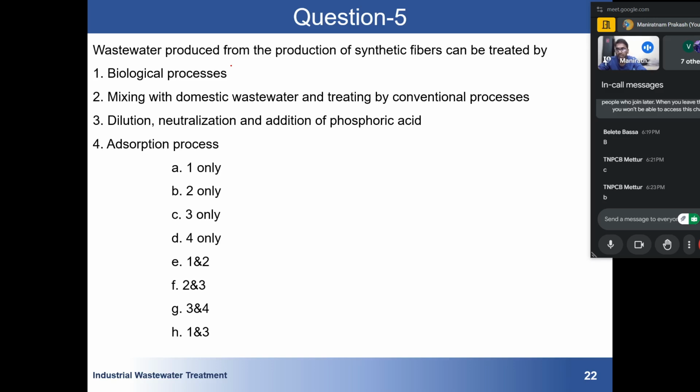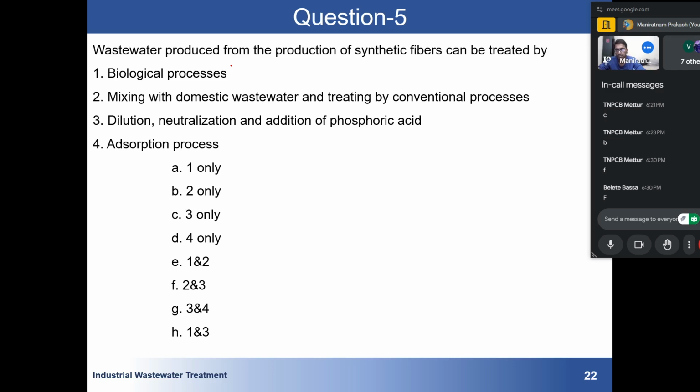Second, mixing with the domestic wastewater and treating by conventional method. You can always ask, why not? Because in our city, we always have domestic wastewater production from our houses. So can we mix our wastewater produced from the synthetic with this line and treat it? Third option is dilution, neutralization, and addition of phosphoric acid, and the fourth option is the adsorption process.